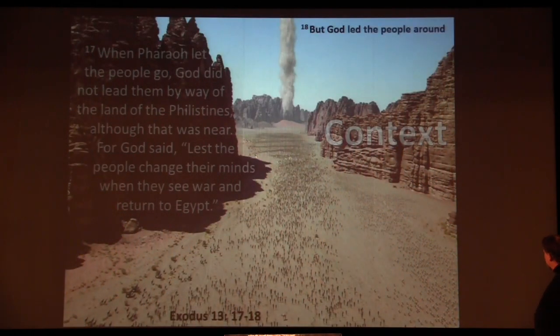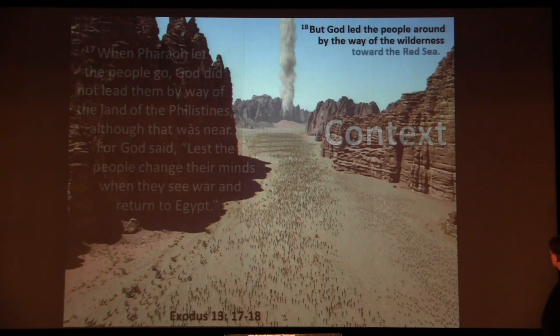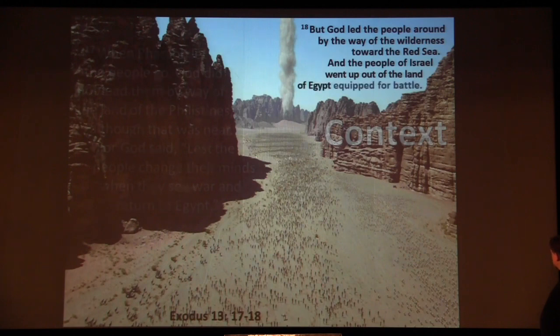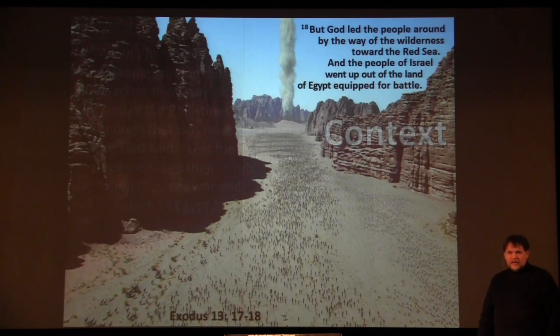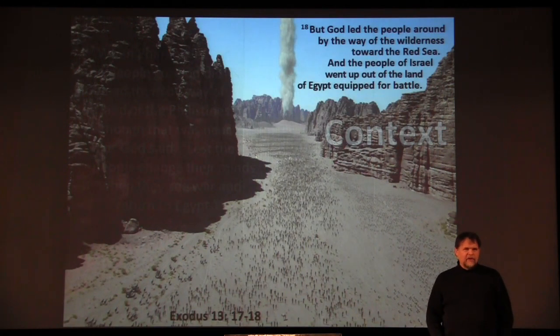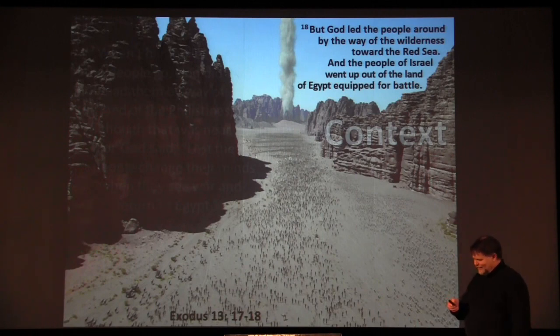Context again. But God said, lead the people around the way of the wilderness towards the Red Sea. And the people of Israel went up out of the land, out of Egypt, equipped for battle. They were free, but they had the implements upon them. They had to fight for their freedom right then. They had to contend for it. Did they need the weapons of war right then? They didn't. But they needed to be prepared. God said, equip for battle. And when you see them coming, just be ready. He's setting them up.